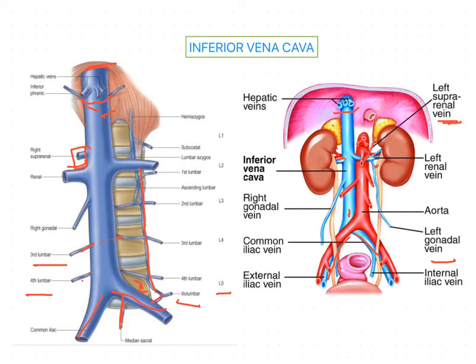So these hepatic veins act as an important support of the liver also. So these are all the course and tributaries of the inferior vena cava. Thank you.